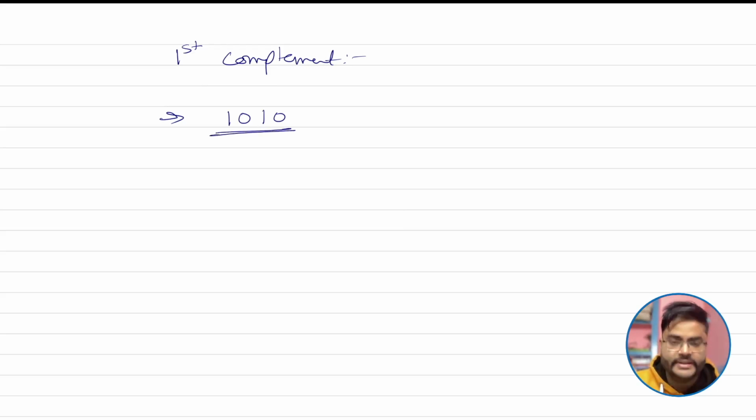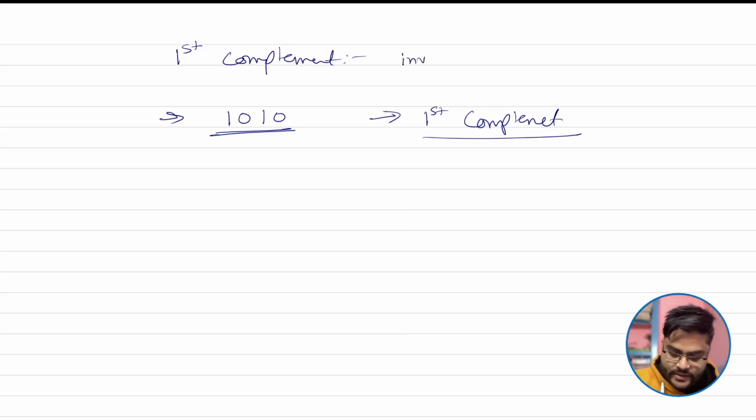So if I take this and I want to find the 1's complement of it, the 1's complement is nothing but inversion of bits. Simply inversion of bits. Whatever bits are given to you, just invert them. In binary we only have 0 and 1, so wherever we have 0, just replace it with 1, and wherever we have 1, just replace it with 0.